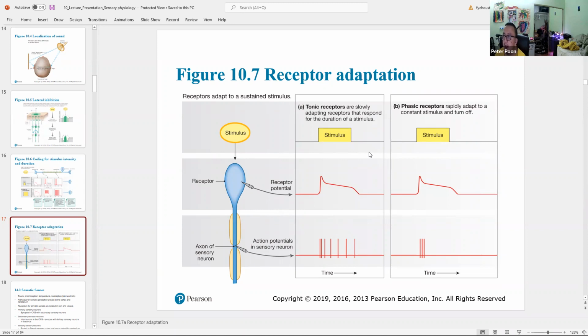Phasic receptors actively adapt to the constant stimulus and turn off. So for a phasic stimulus, think about what it means to wear your watch or your ring or whatever piece of jewelry. You probably can't feel that anymore. Once you put on a ring for a while, you don't feel it anymore. But try taking it off, waiting a couple of minutes and putting it back on, and all of a sudden you'll feel it again. That's the phasic receptors.